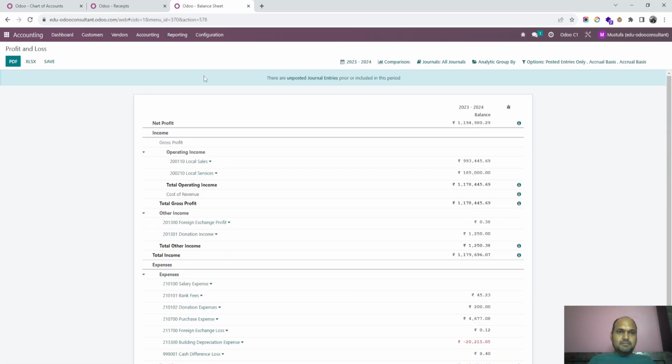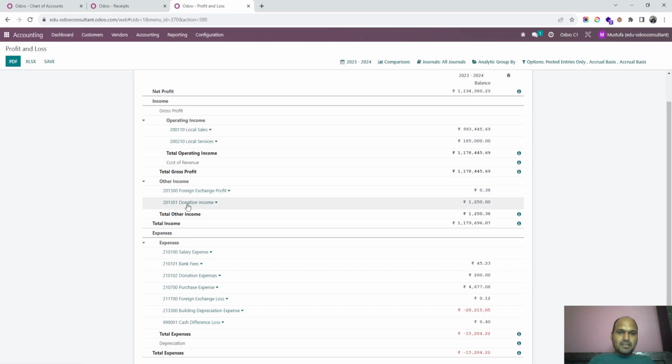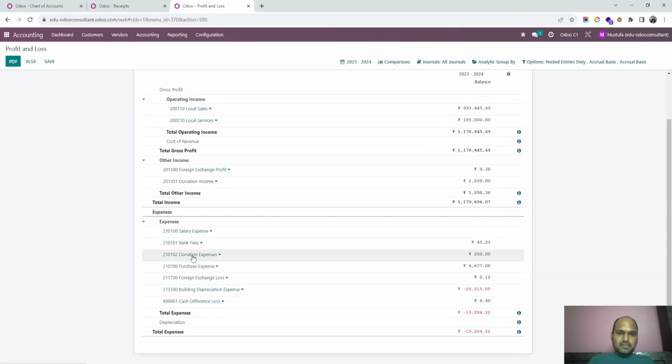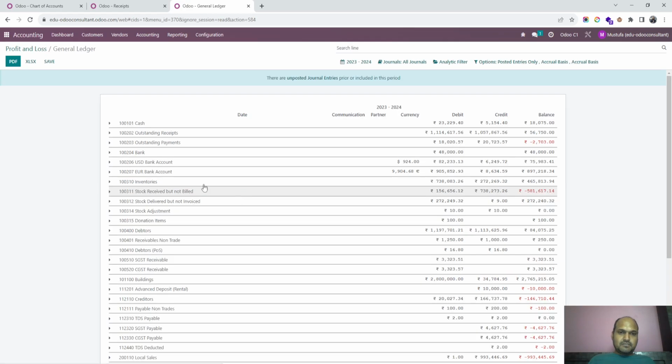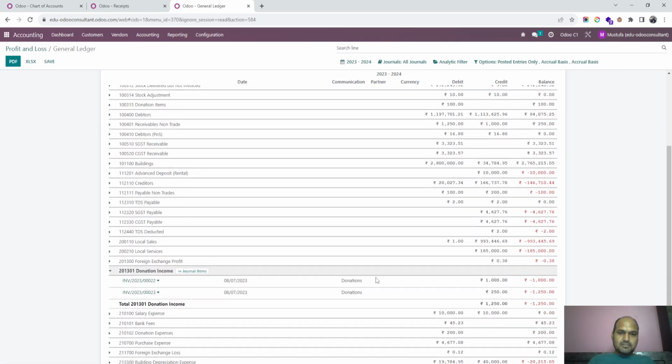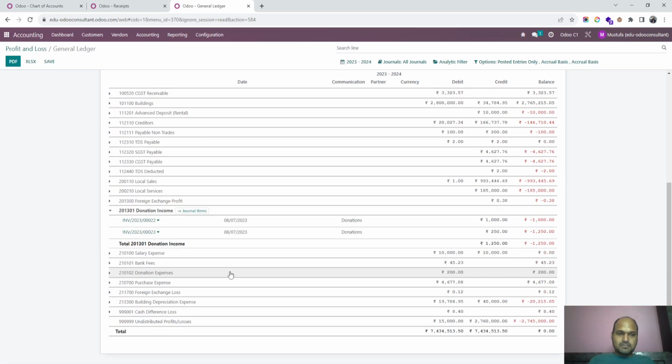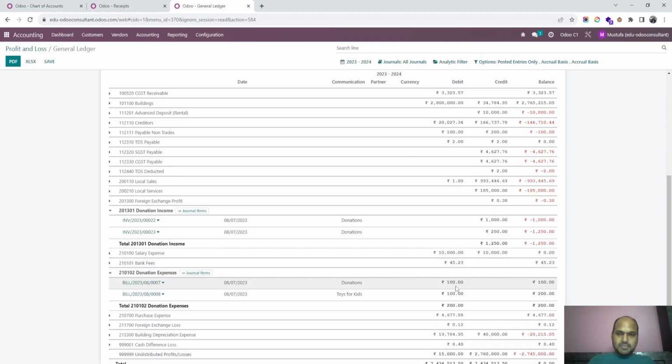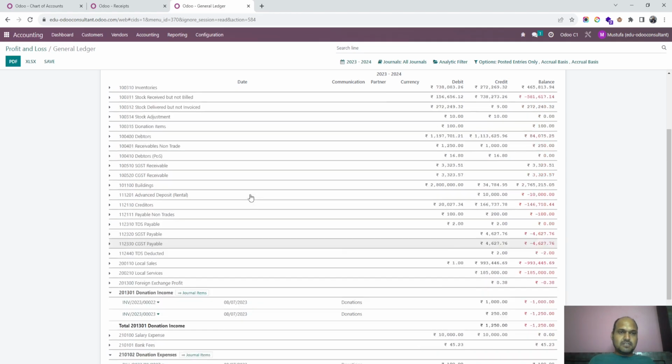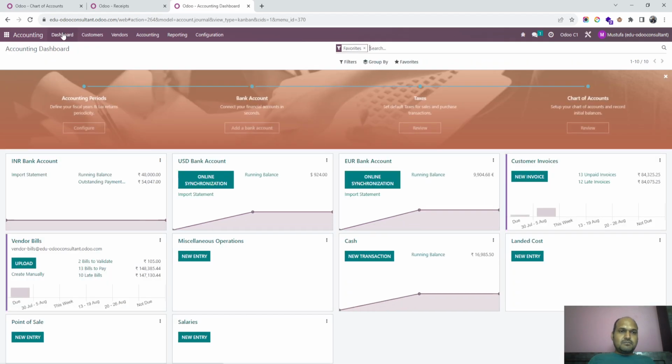Now if I run my profit and loss, I can see donation income goes to 1250 and donation expenses go to 200, which includes the previous transactions also. If you want to see the exact transactions, you can see 250 right now and 1000 old, and then donation expense 100 plus 100 for toys for gifts and donation. Then I will go to my dashboard.